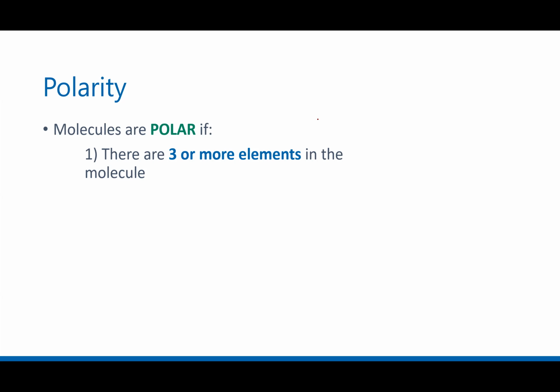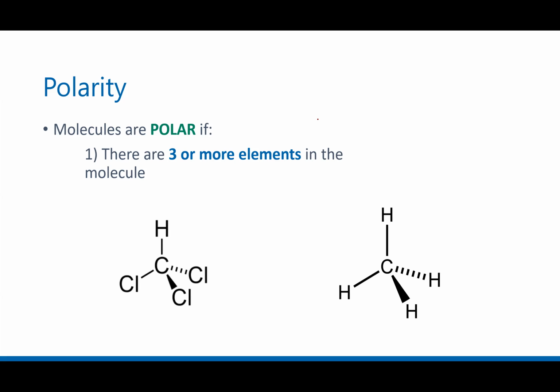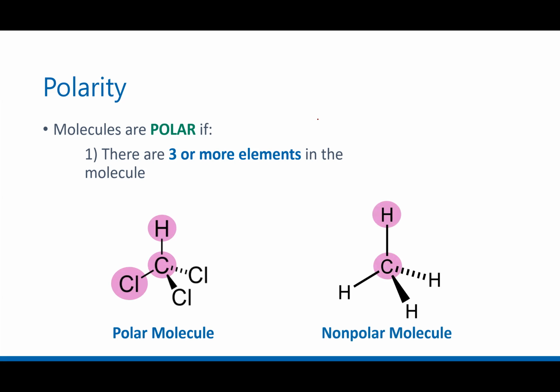So 3 rules. Rule number 1: if the molecule has 3 or more different elements, it is polar, or it could be polar. Remember, they have to have a difference of electronegativities, and we're going to practice this today. Anybody confused right now, don't worry, we will practice this today. I think I have 4 examples. So molecules are polar if there are 3 or more elements in that molecule, but they have to be different. So look at this molecule on the right. We'll start with this guy.